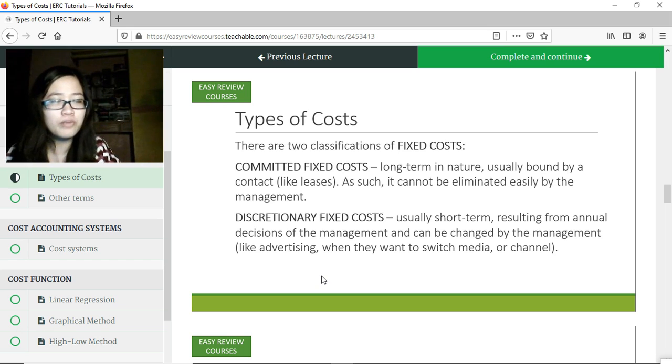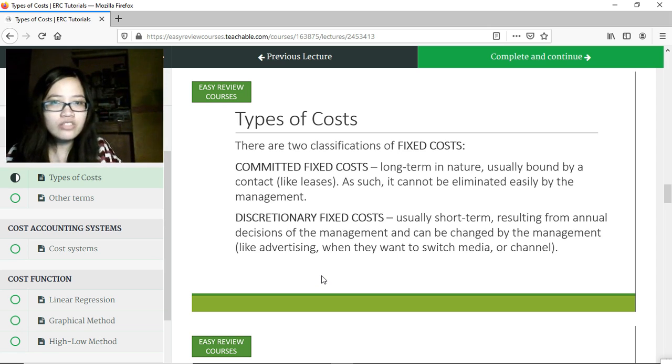Tapos regardless kung ano man mangyari sa business mo, malugi ka man or kumita ka man, naka-fix na 5 years yon. Okay? So, kahit magsara ka ng after 3 years, let's say nalugi na yung business mo, tuloy ka lang na magbabayad ka pa rin ng lease. Okay? Kasi nakakontrata ka ng 5 years. Again, it's just an example. Okay, as such, it cannot be eliminated easily by the management. Hindi mo basta-basta, okay, wag na nating gastusan yung particular na cost na yun. Okay? Hindi pwede kasi nakabound ka ng contract.